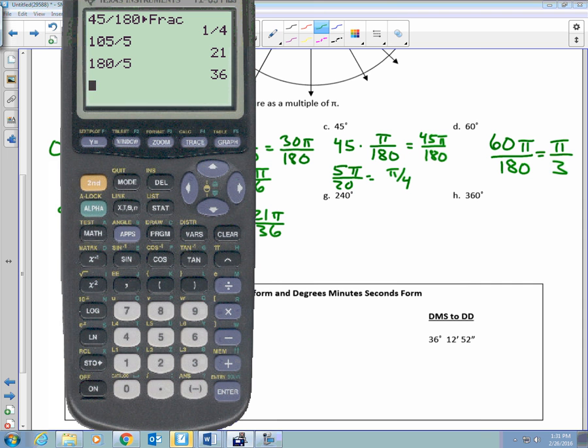Let's try 240. 240 pi divided by 180. If I want to simplify that, what can I cross off? The zeros. Are 24 and 18 both divisible by the same number? 6, right? So 24 divided by 6 is 4, and 18 divided by 6 is 3. 4 pi over 3.